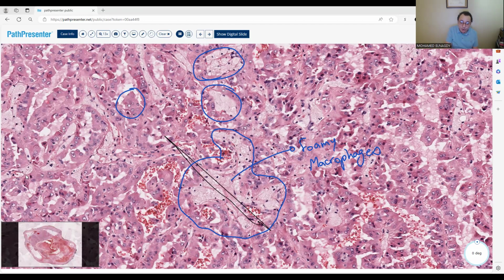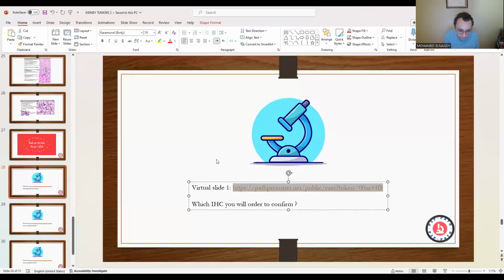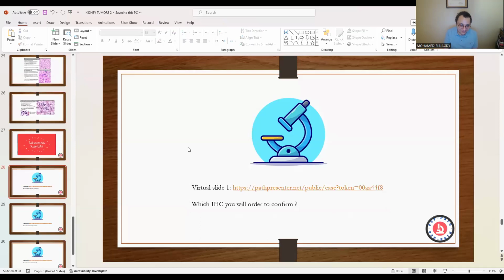However, let's then go back to the virtual slide and see which IHC you will order to confirm. I'll order the CK7, CA9, CD10. Probably it's gonna be CK7 positive, CA9 negative at all, not boxy, not even cup-like. So it's gonna be the classic papillary. And then AMACR to confirm is gonna be positive. Yeah, good job.